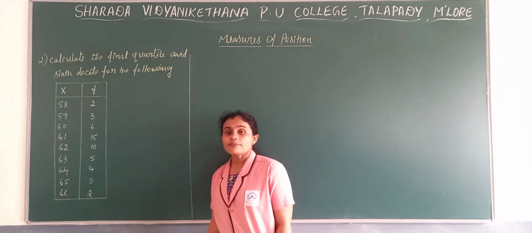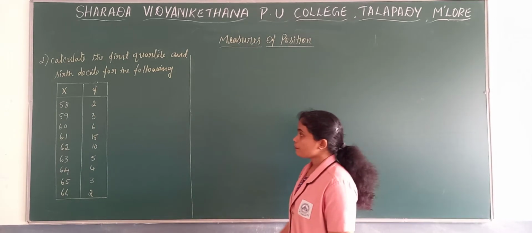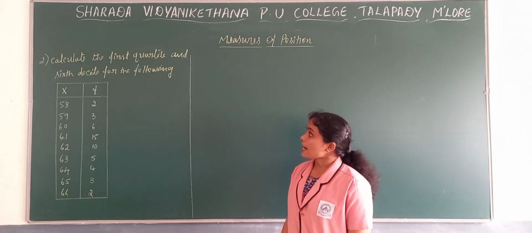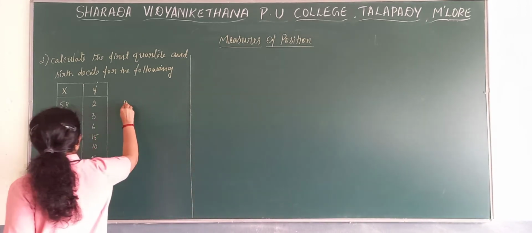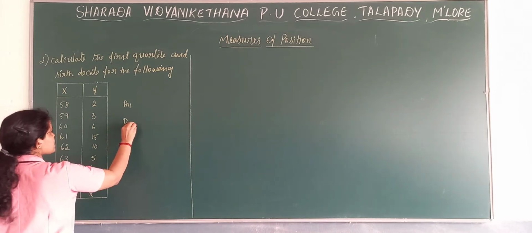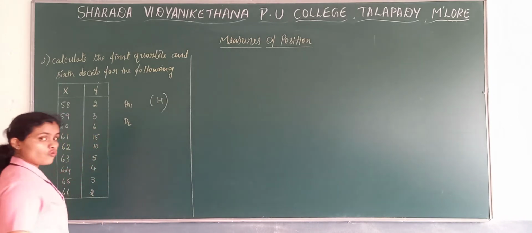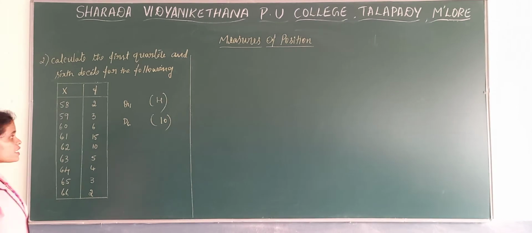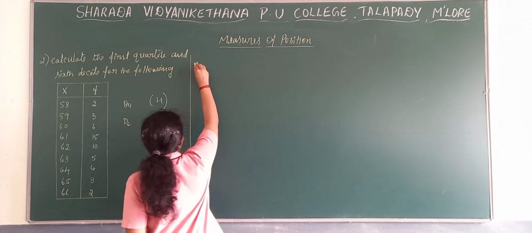Now we'll see the quartiles, deciles and percentiles for grouped discrete data. Now we have discrete data here. Calculate the first quartile and sixth decile for the following. First quartile means Q1 and sixth decile means D6. You should always remember quartile means divided into 4 parts, deciles means 10 parts, and percentiles means there will be 100 parts. Now we'll move to the solution.